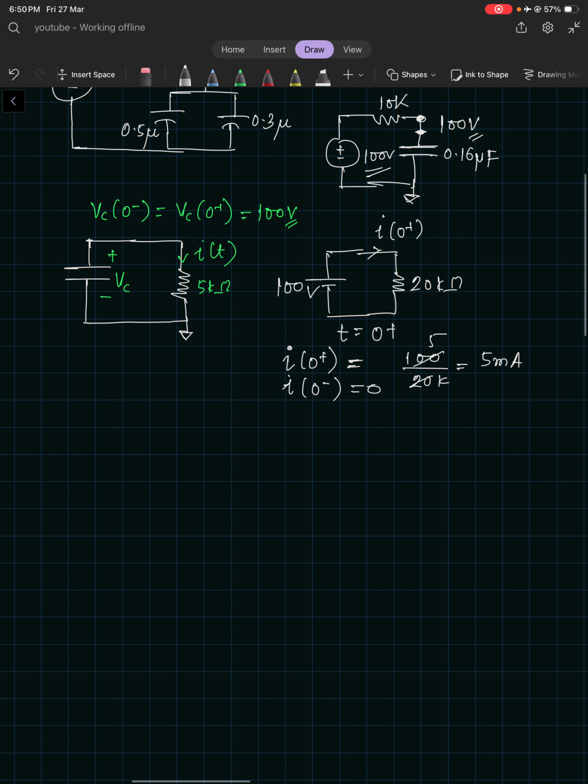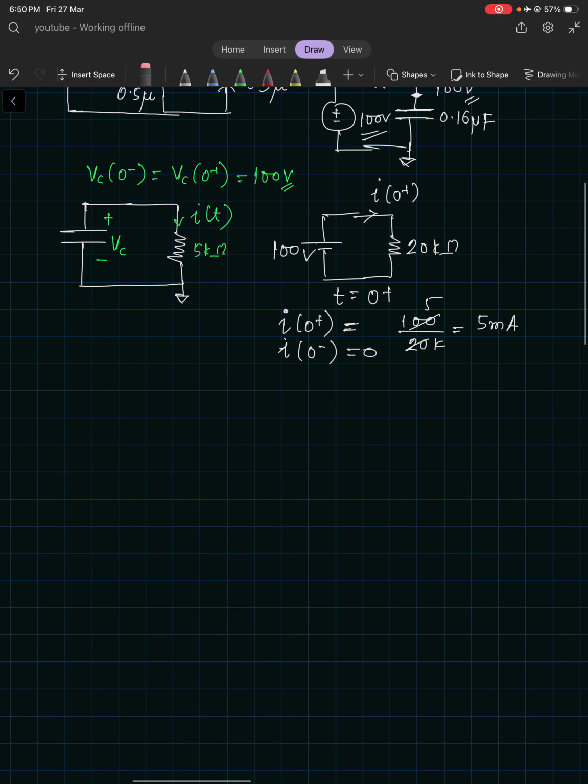Oh sorry, this is 5 kilo ohms. I am not paying attention to the values. Again, this was 100 and this is 5 kilo, right? So 100 by 5 kilo is 20 milliampere. This is the initial condition, right? And what is the final value, I of infinity? In the final state, this capacitor would be completely discharged, so current would be 0, right?